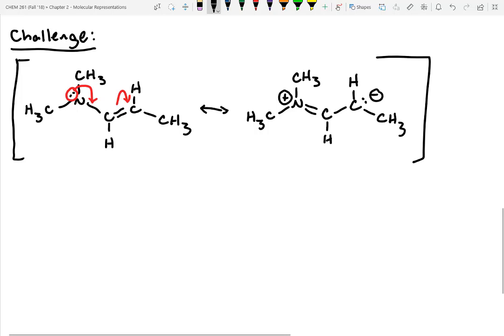Which do you think is the more important contributor, the one on the left or the one on the right? Meaning, which form do you think the molecule is happiest being in? The one on the left, right? Molecules like minimizing charge. So while we can draw resonance structures like the one on the right, they're thought of as minor contributors, not major contributors, and we'll talk more about that in a few minutes.